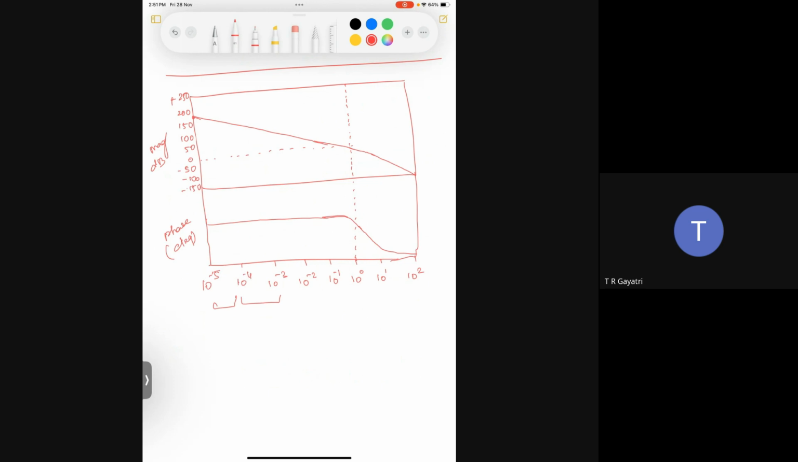How do you find the slope of the system? dy by dx. Yes, ma'am. If you find dy by dx, I will give you one more piece of information. At 10 power minus 4, this is around 150. It starts at 180, roughly 180, 190. Then it's type 2. Good. It's a 40 decibels per decade slope, right? So it corresponds to a type 2 system.